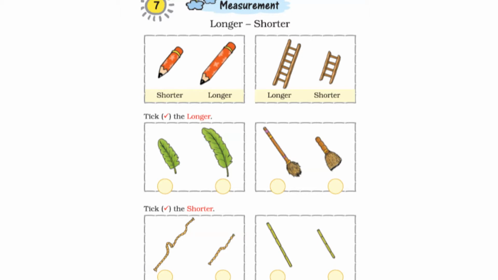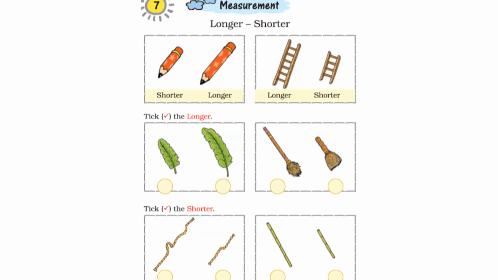Here two pencils are there, one is shorter and one is longer, and two ladders are there, one is longer, lambi ladder, and choti ladder, shorter ladder. Okay, so using this understanding, we are going to solve the questions below. So tick over there on longer one.